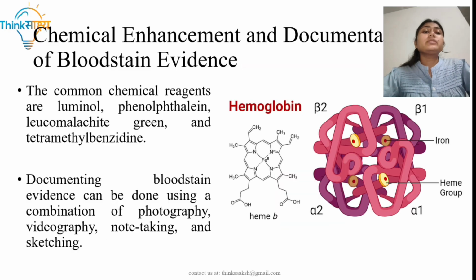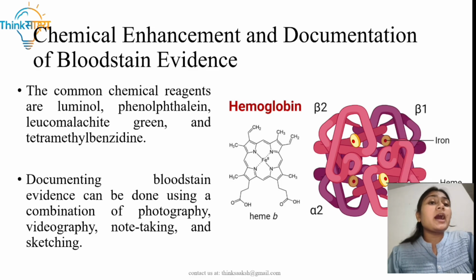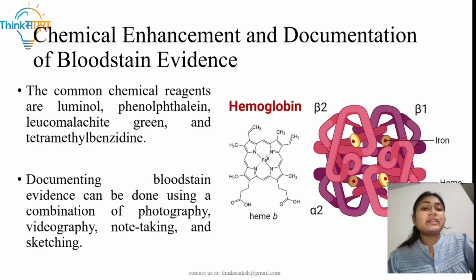Now we know that blood stains are present, but to confirm whether these stains are blood only and not any other blood-colored red liquid, we will have to carry out some chemical reagent tests. This is called chemical enhancement. The chemical reagents that are used to identify blood stains at any crime scene are called chemical enhancement tests. The common chemical reagents are luminol, phenolphthalein, leucomalachite green, and tetramethylbenzidine.